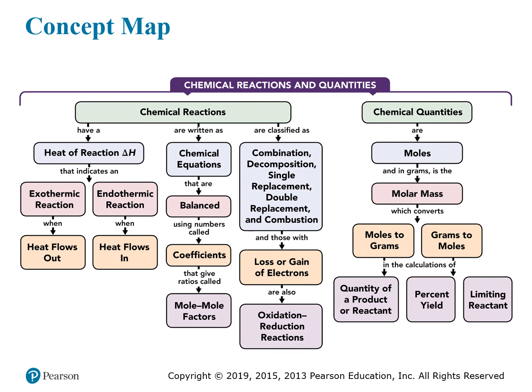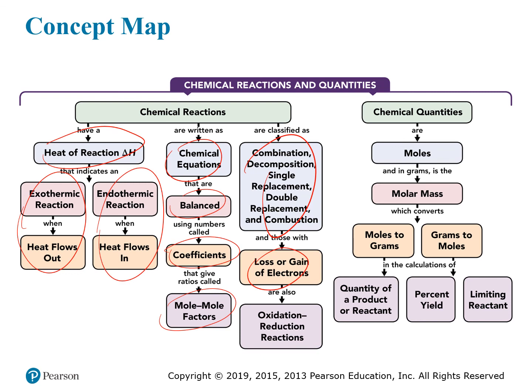And so now we've reached the end of chapter 7 of chemical reactions and quantities. We've learned about how chemical reactions can be expressed in terms of chemical equations, how we can balance chemical equations, what the coefficients mean, and how that can be expressed as mole to mole factors between the different substances in a reaction. We've learned different types of chemical reactions. We've learned about reduction and oxidation reactions as the loss or gain of electrons. And we also learned about heats of reaction, how energy changes during a reaction. When you have an exothermic reaction, heat flows out. With an endothermic reaction, heat flows in or heat is absorbed.